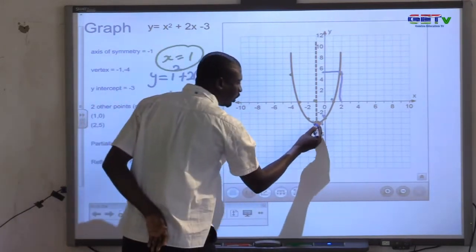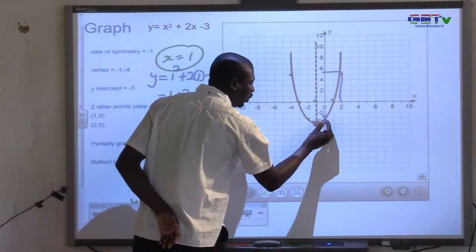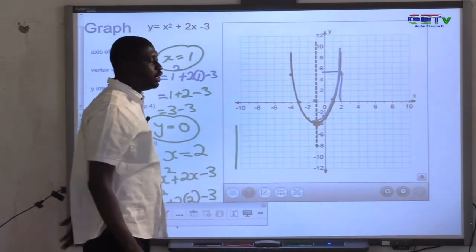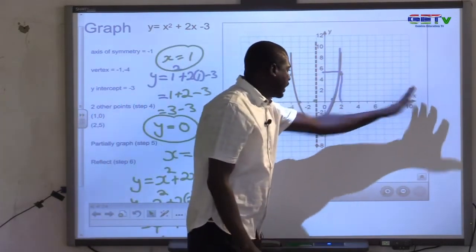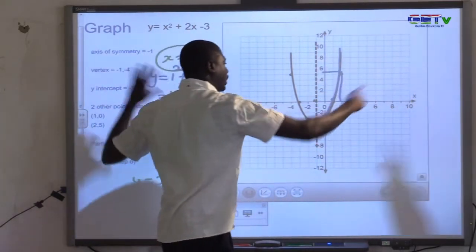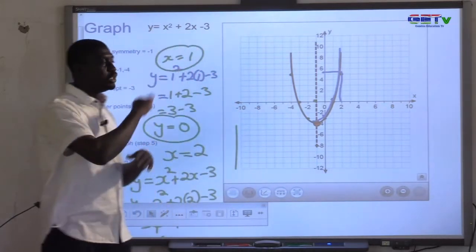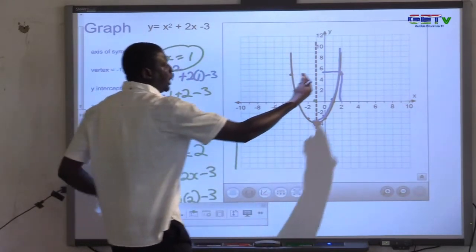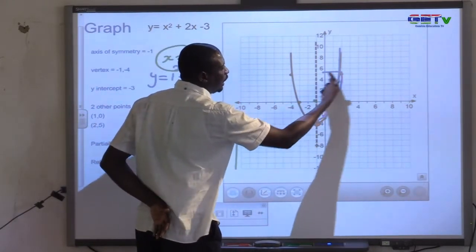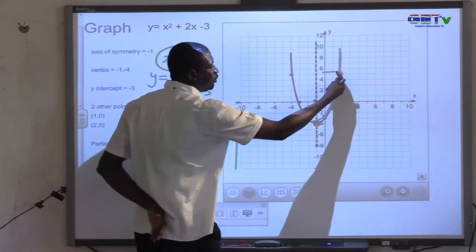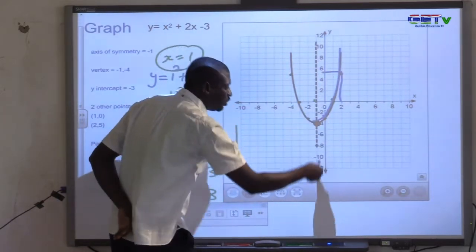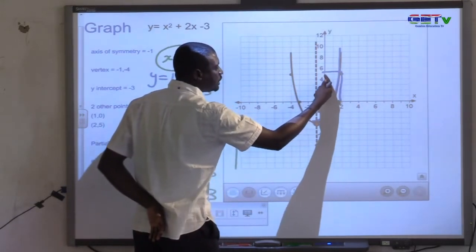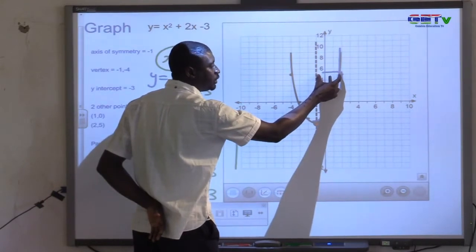From this point you will connect with a pencil all the 3 points up, all the way up, like that. To get the left-hand side from the right-hand side, you need to reflect the points that we have on the right-hand side to the left-hand side. We have what here? 2 and 5. From this point to the line of symmetry is 3 units. That is from this point here, 2, 1, 0, and -1. We have 3 units here.